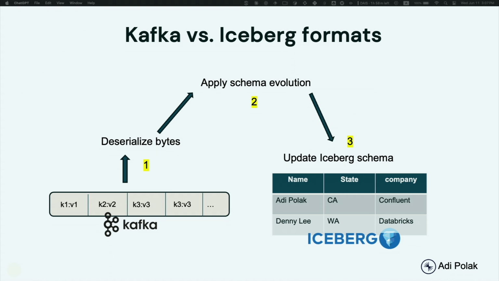So essentially what we want to do is take the data from Kafka topics, deserialize it, apply some schema evolution work around it, and update the Iceberg schema at the end to fit that evolution.